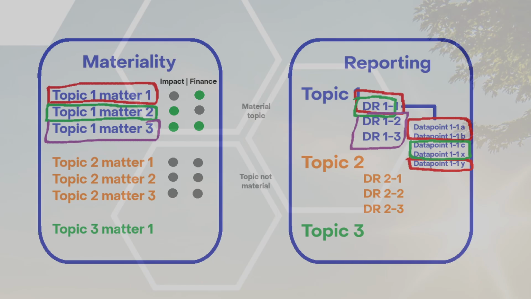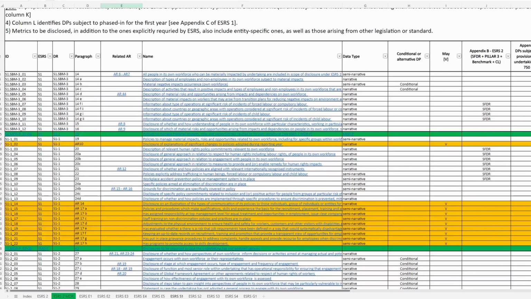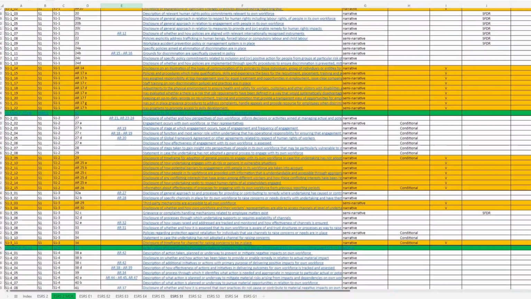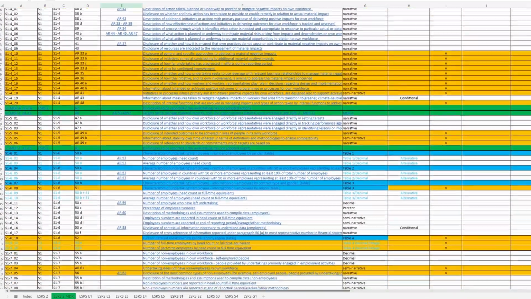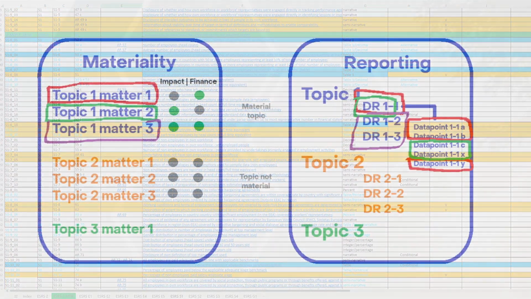It becomes somewhat problematic when you have a topic that includes a large number of sustainability matters, and it may be the case that very few of them are material for a specific company. When you come then to the reporting side and you open up the relevant topic, it is not clear immediately exactly which disclosure requirements are relevant to those matters. And so this then is the matters to disclosure requirement reporting problem, or the mapping problem.